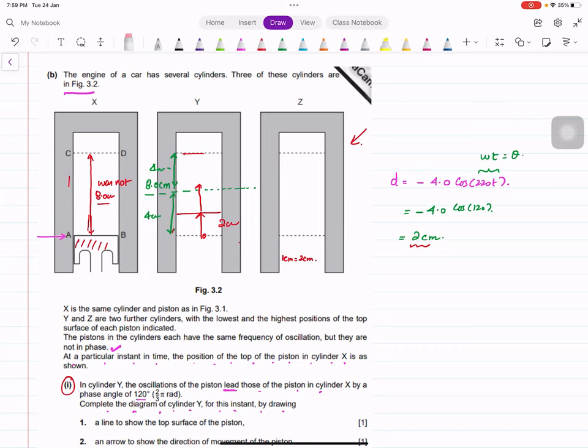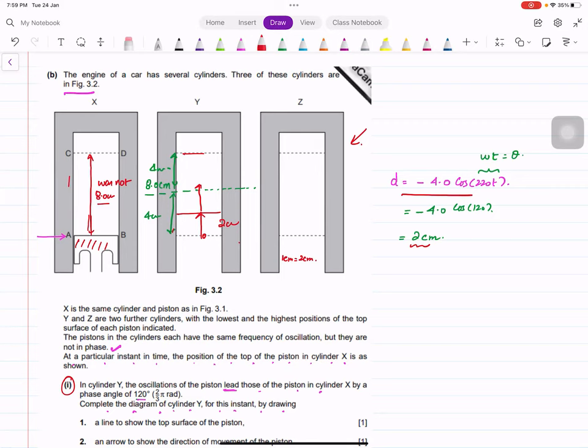Understood? Yes, sir. Okay. So this is one of the most difficult questions that came across. I hope you guys understand what is the use of these equations when they come up. Sir, does that mean if they ask to draw the position of the piston in Z, we'll just add another 2, so that will become 4 centimeters?